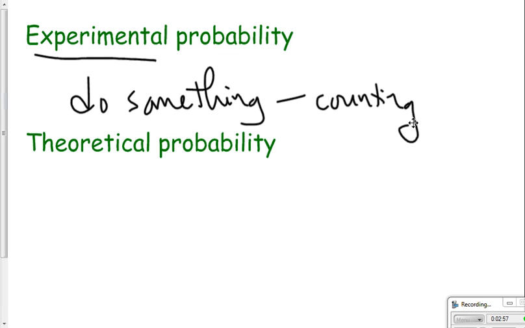For theoretical probability, it is exactly as that word would suggest. It's something more of a theory. So this is mathematical and in theory.